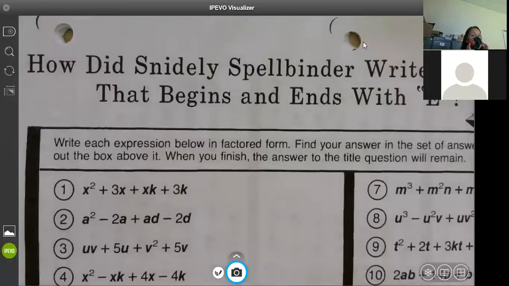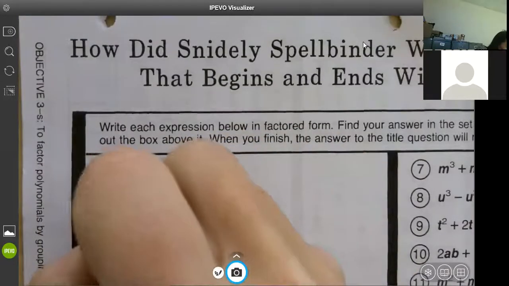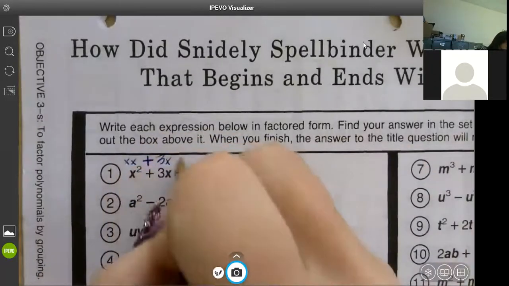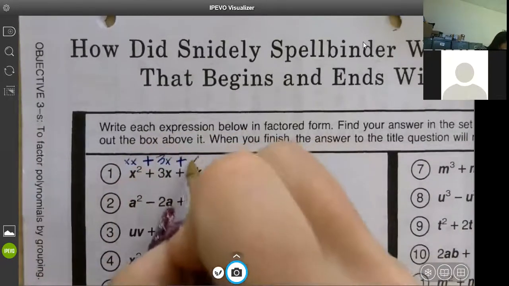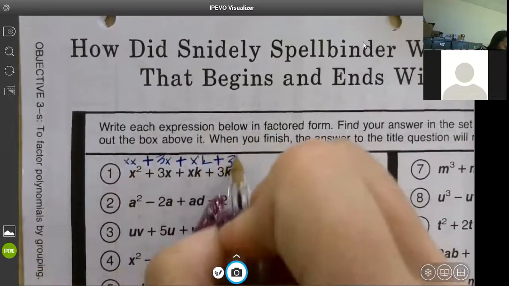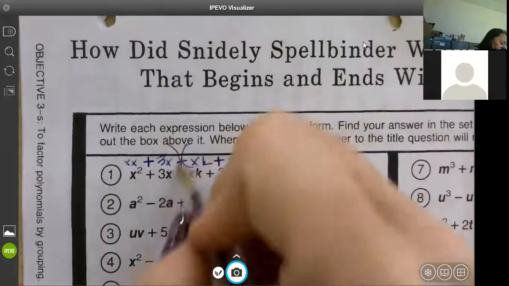For this first worksheet, it's 4 terms, so it's all grouping. So it's really, really simple. Remember, we just break it down. We have 2x's, a big fat plus. We have a 3x, a big fat plus. We have an xk, and this one really didn't break down, but I want to show you anyway. A 3 and a k. We group the first two and the last two.